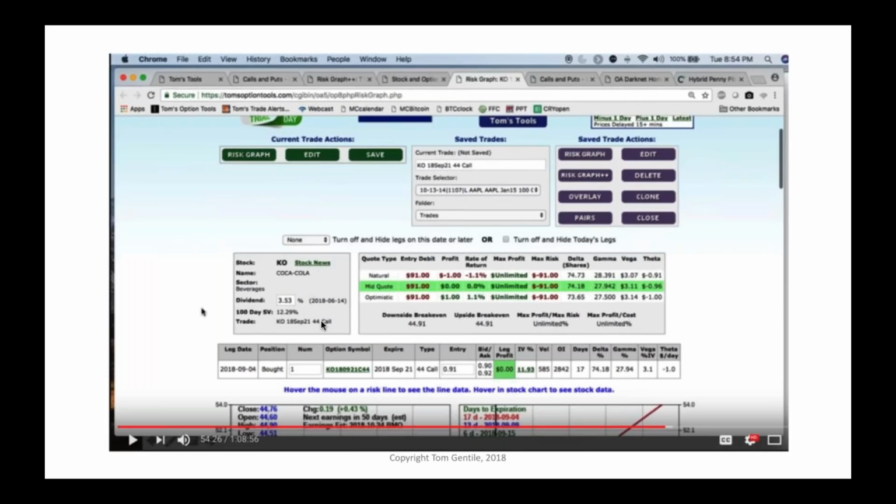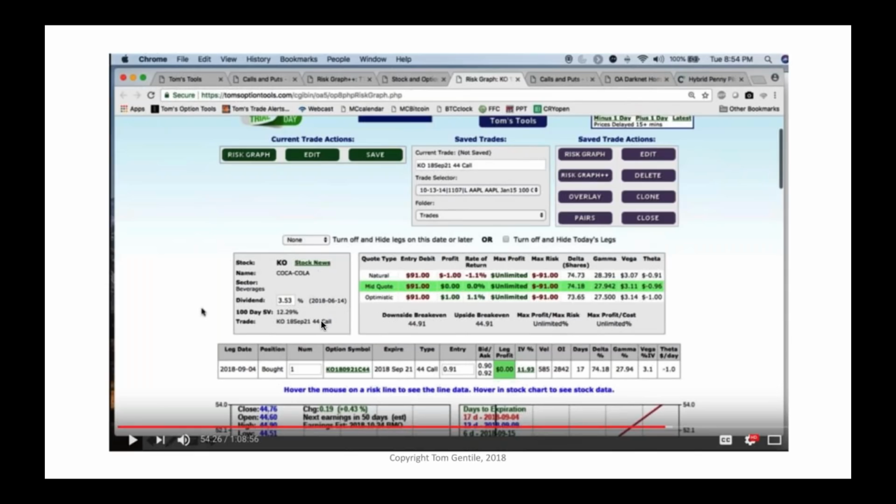One of the rules that I like to give folks is something that I do. It's totally up to you whether you decide to do it or not. I like to get out of half of my position when it doubles in value, because then I'm playing with somebody else's money. And that's what happened with Coke.